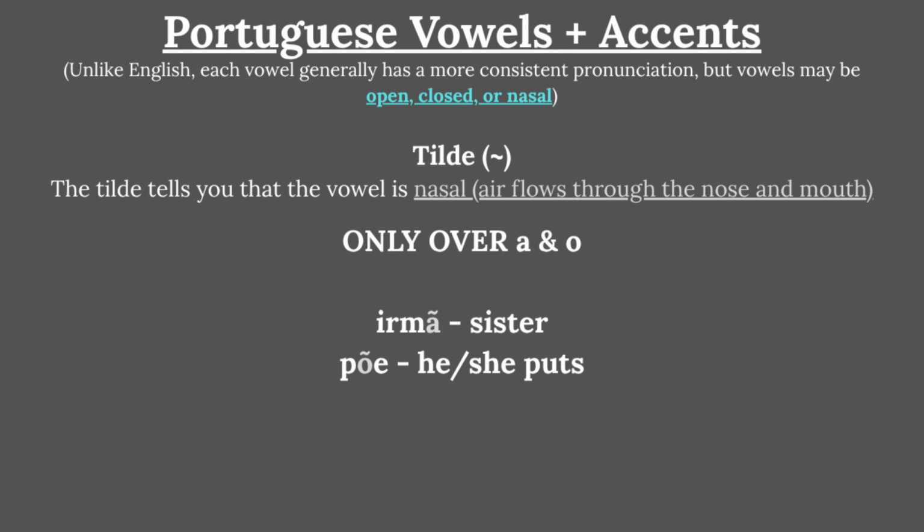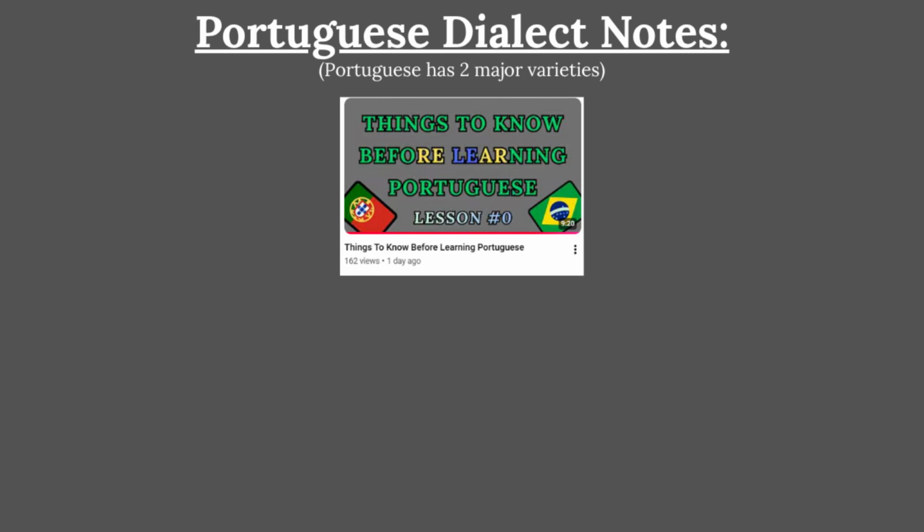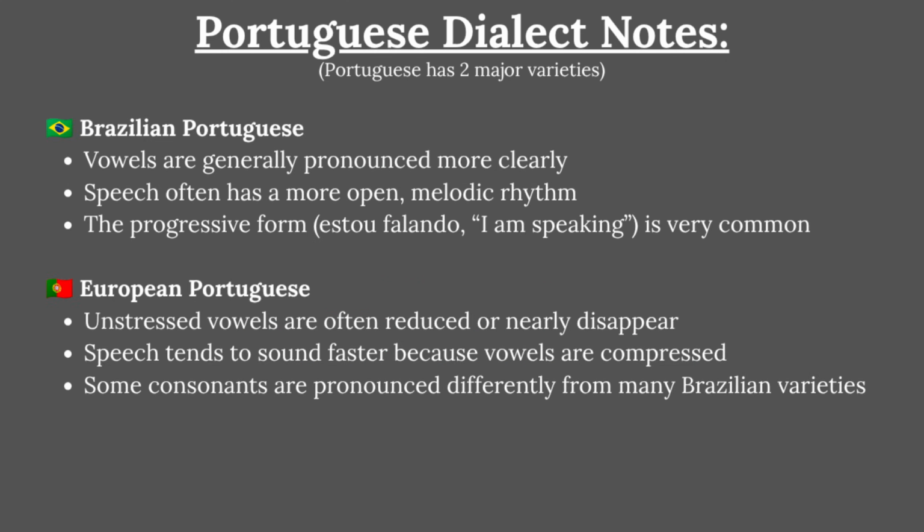The final thing to note in this lesson is the dialectal varieties. In the previous video, I mentioned that Brazilian Portuguese is the main focus of this grammar guide, but European features will be included. Generally, Brazilian Portuguese has clear vowels and speech patterns that are more open, but European Portuguese has reduced unstressed vowels, faster speech patterns, and letters that sound different at the end of syllables.